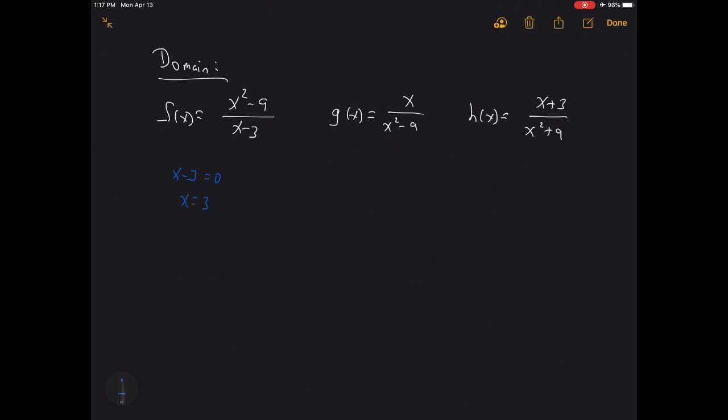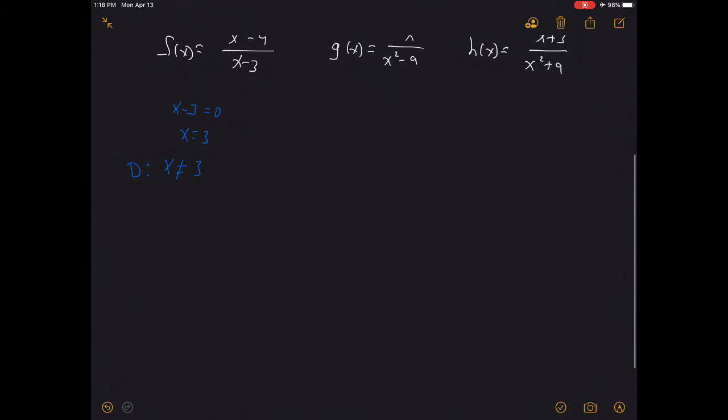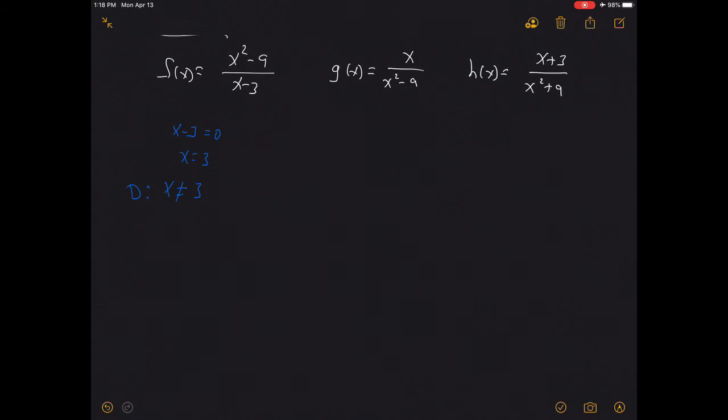At this point, it doesn't matter what happens in the numerator as far as the domain is concerned. X is 3 has to be eliminated from the domain. X cannot equal 3. That is part of our domain. To write this in interval notation, the domain is from negative infinity to 3, and then we start back up again at 3 and go to infinity. That's the domain.